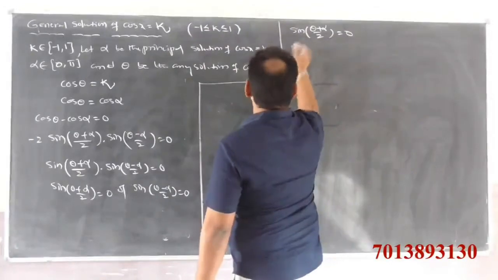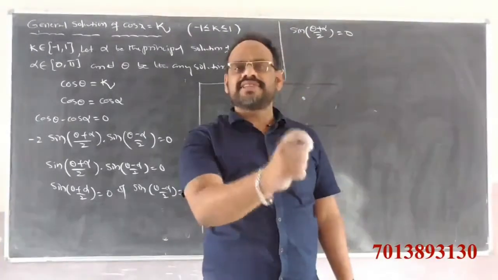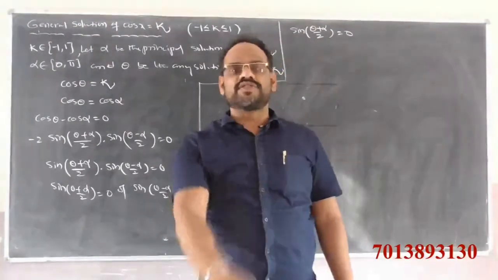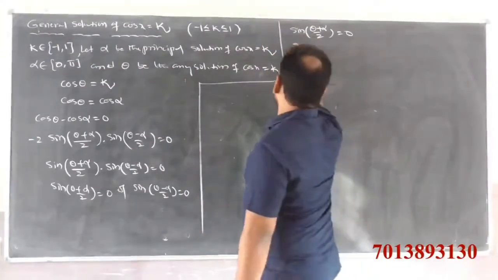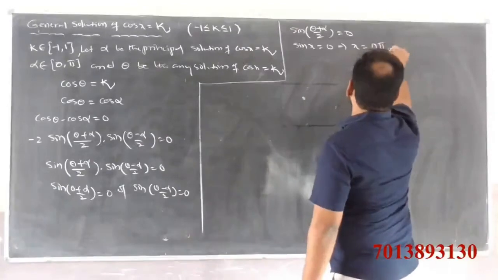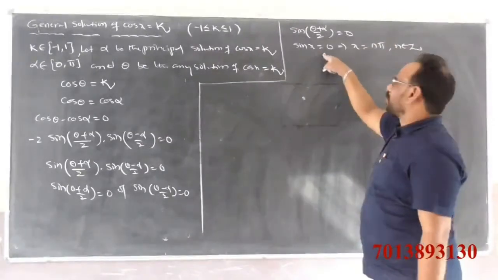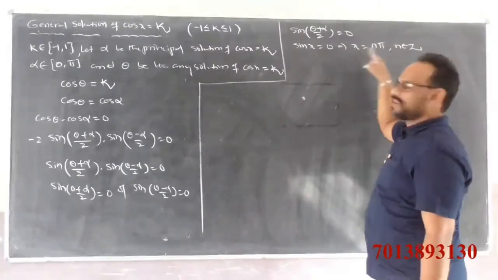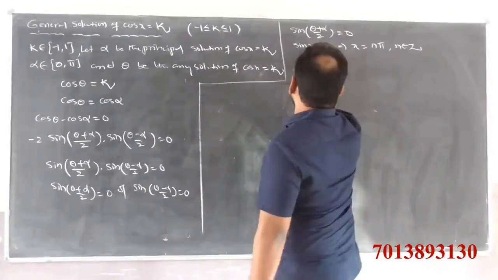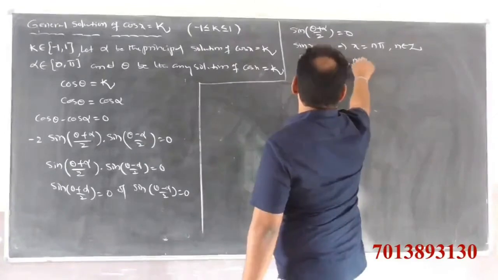Already we know the general solution of sin x equals 0. What is the general solution of this trigonometric equation? If sin x equals 0, then x equals n pi, where n belongs to Z. The general solution is x equals n pi. So here, (theta plus alpha) by 2 equals n pi, where n belongs to Z.